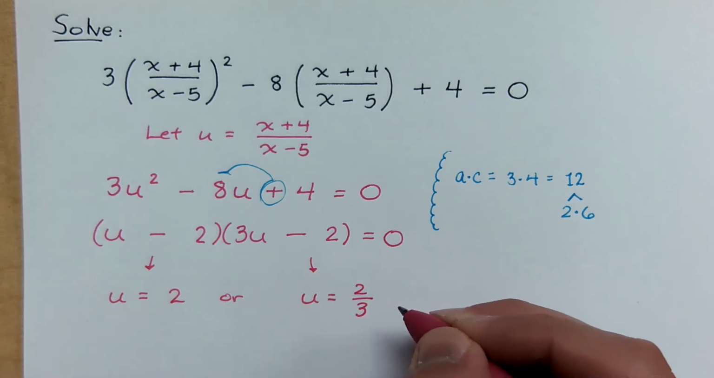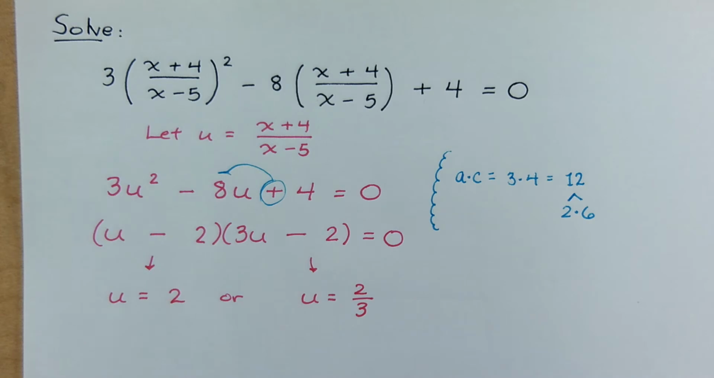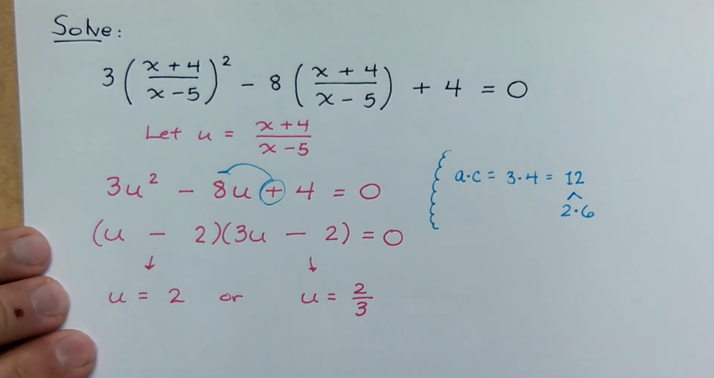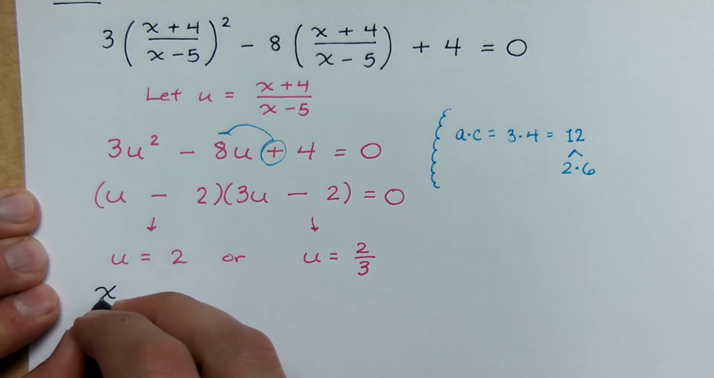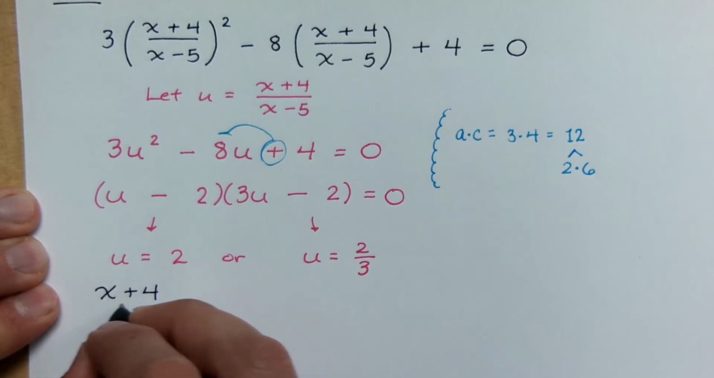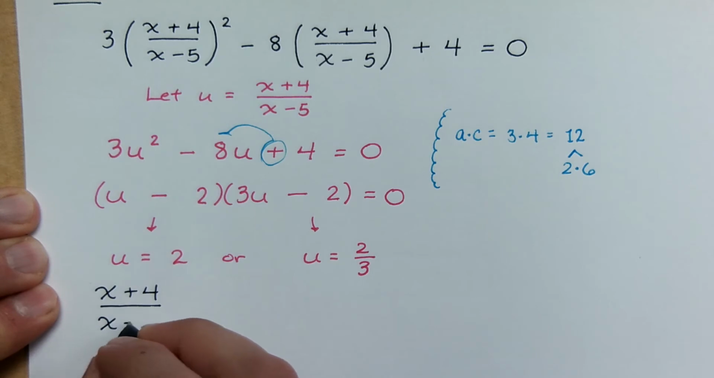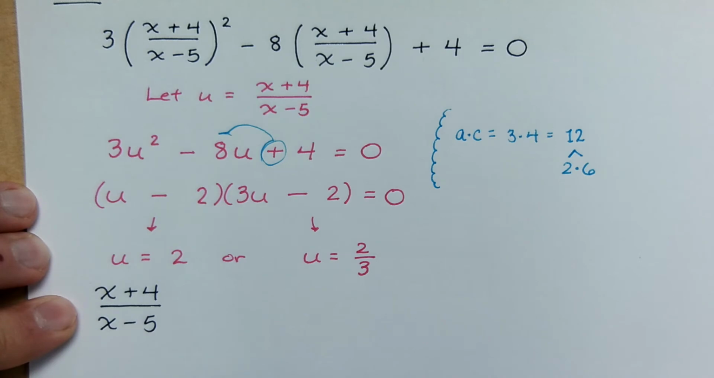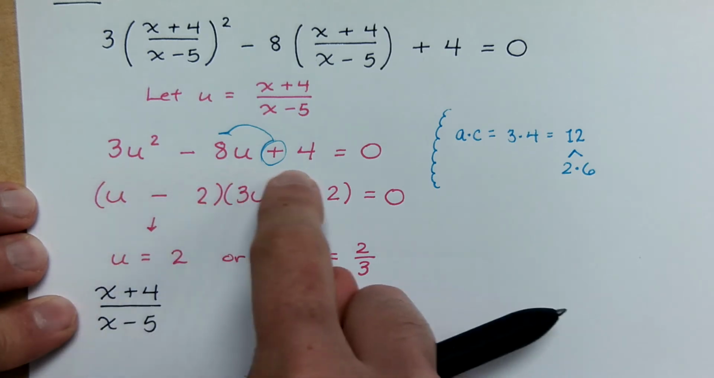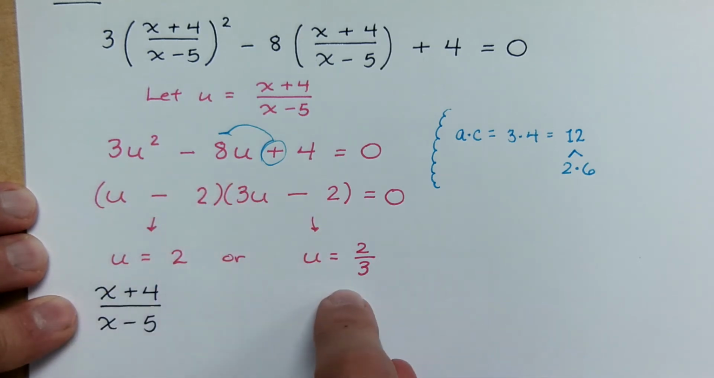Now remember, u was just a placeholder. He was a fill-in, right? Will the real variable expression please stand up? What does u really represent? It's not x. It's x plus 4 over x minus 5. See, this guy is just messy. Once we took him out of the picture and used u instead, we had a nice trinomial that factored, and we got down here.